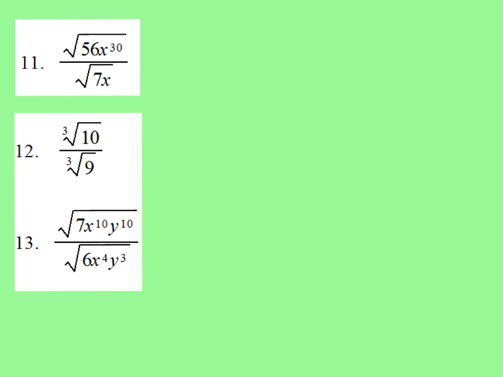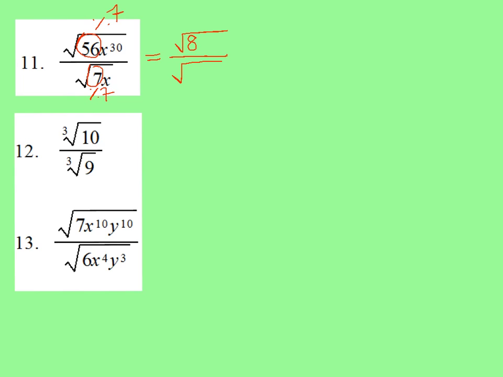Numbers 11, 12, and 13 looks like we need to simplify and also rationalize our denominator. Remember, you're not allowed to have any radicals in your denominator. So the first thing for number 11 is first check to see if you can simplify anything. So the number 56 and 7, well, 56 divided by 7 is 8, so I can reduce and get 8 on top. And I'm left with just 1 on the bottom. If I divide both of those by 7, then that's how I get that.